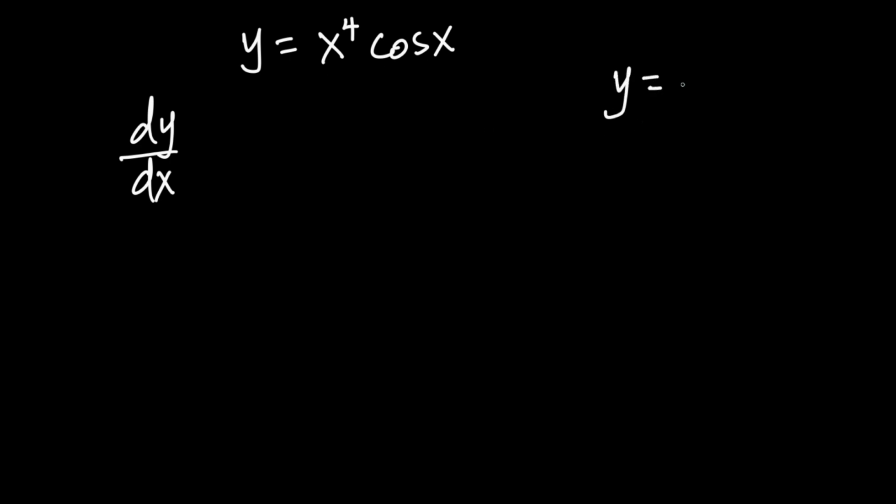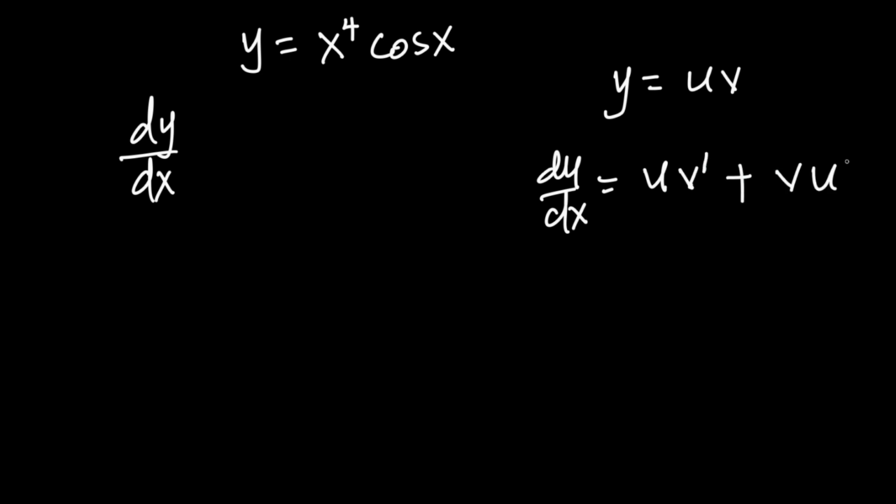If you have y is equal to, let's say, uv, where u is a function and v is a function, and we want to differentiate this using the product rule, then obviously we're going to be getting dy/dx is equal to, you keep the u, you differentiate the v, then plus you keep the v, you differentiate the u, as simple as that, right? So this is pretty much what we're going to be using.